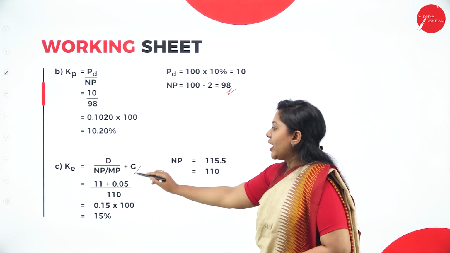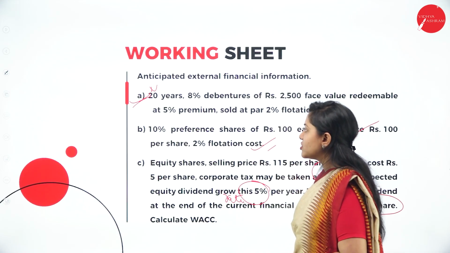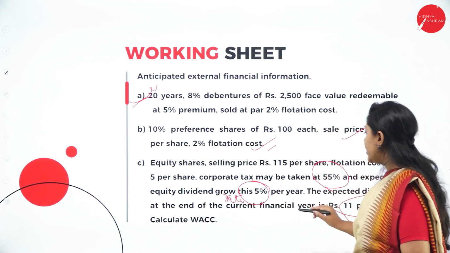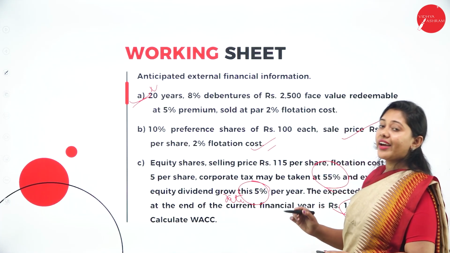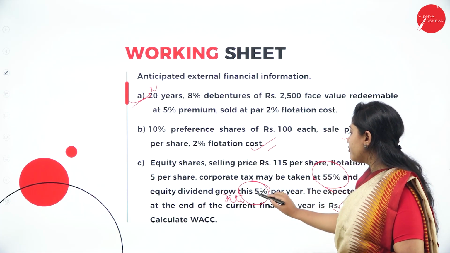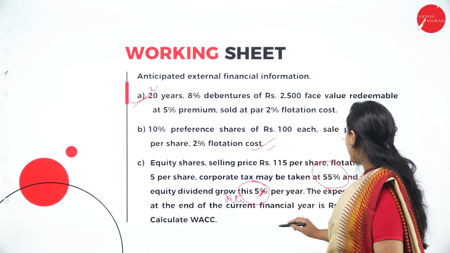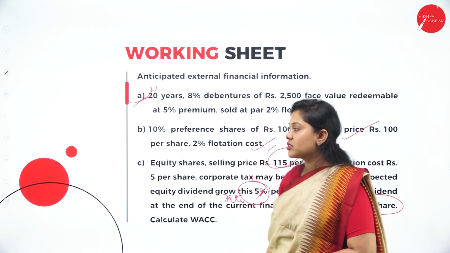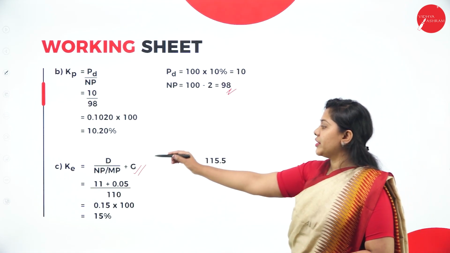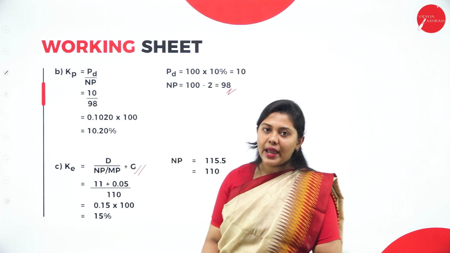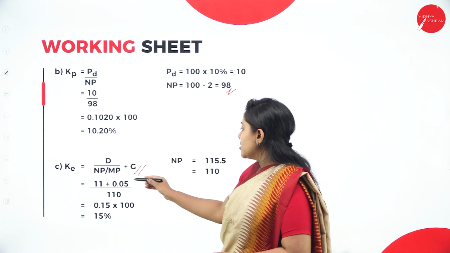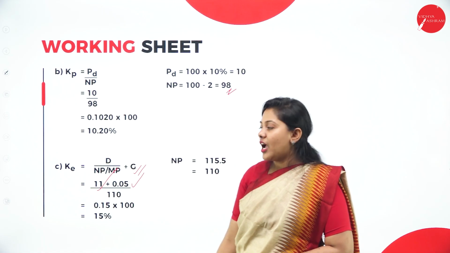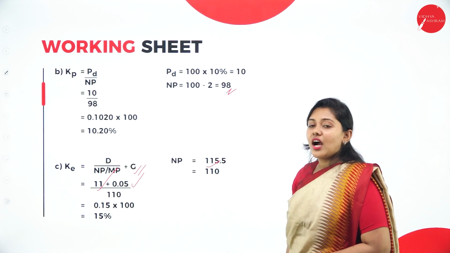And let's calculate the cost of equity. In the question, the value given is: dividend is given, 11 per share is the dividend. Next, 5% growth rate, and 115 is the selling price. So no issuing cost. So let us substitute the values. Dividend divided by net proceeds or market price, plus growth. Growth is 5%, 0.05, 11 rupees is the dividend, and the net proceeds is 115.